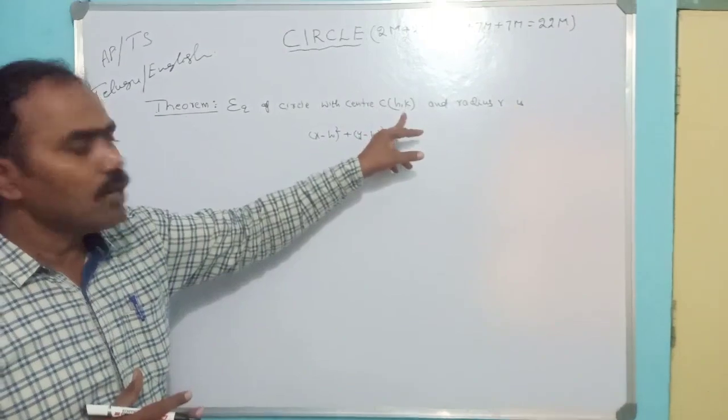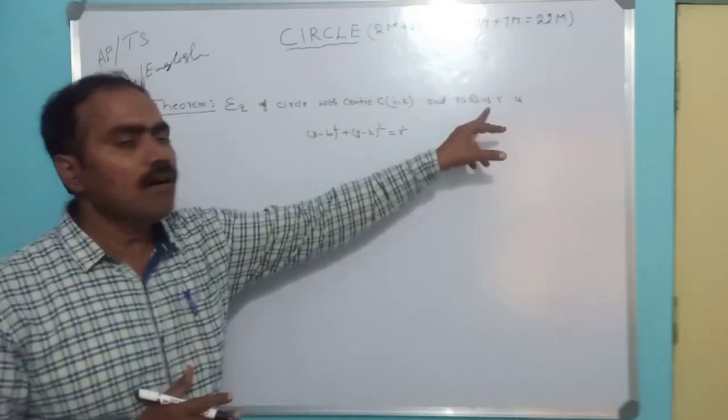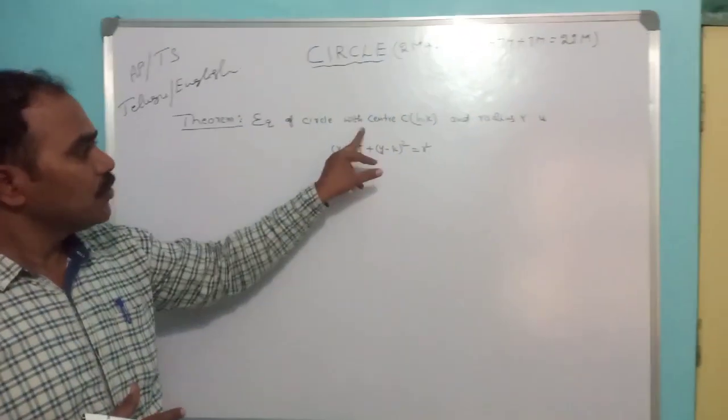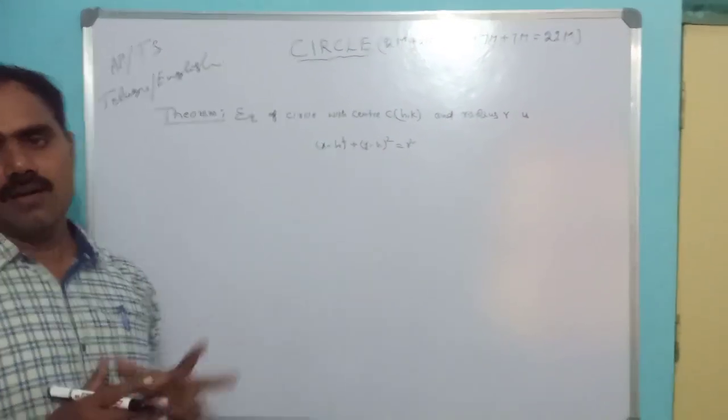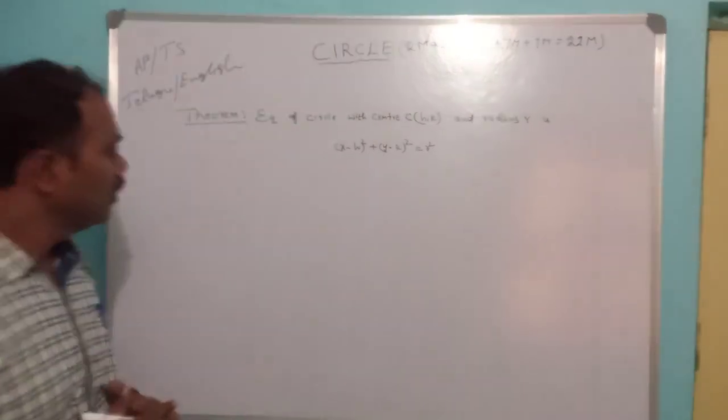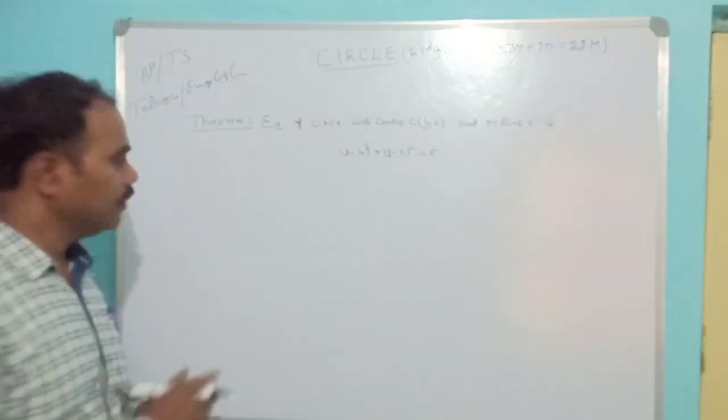The equation of a circle with center (h, k) and radius r is (x minus h) whole square plus (y minus k) whole square equals r square. Now we prove this one.